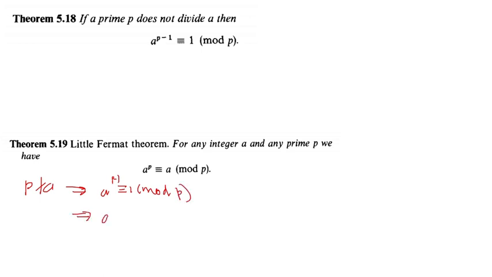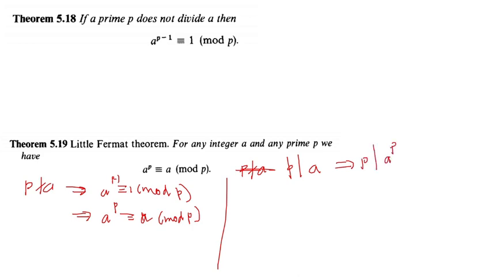Then that implies, if we multiply A on both sides, we will get A raised to P congruent to A mod P. And now the second case is P divides A. Consider the case P divides A. Then we will get P divides A raised to P also.